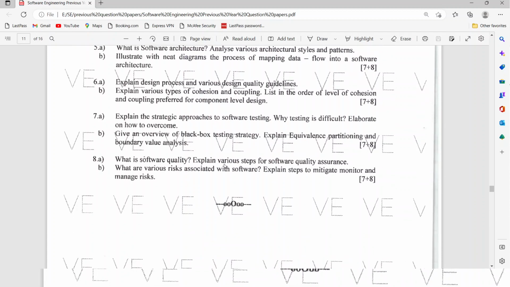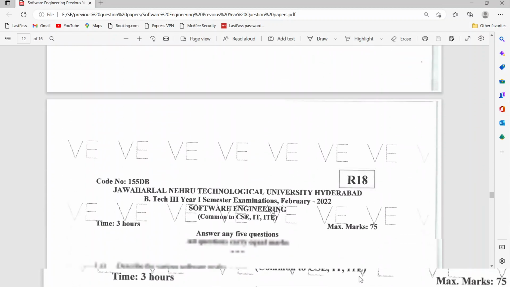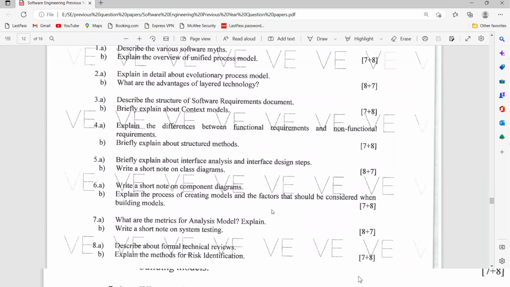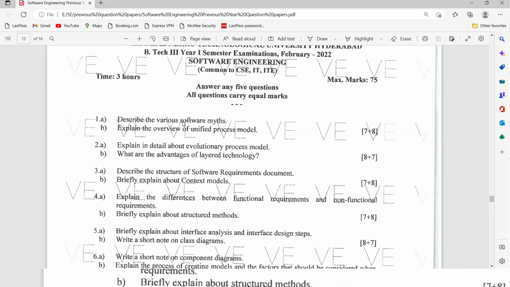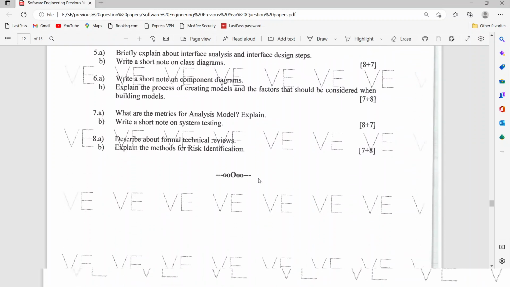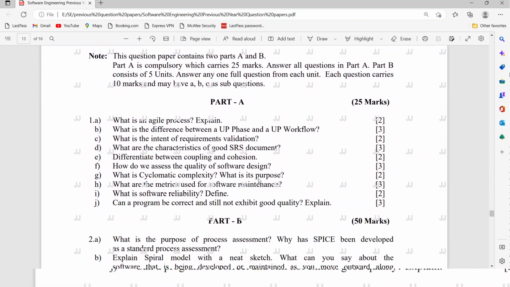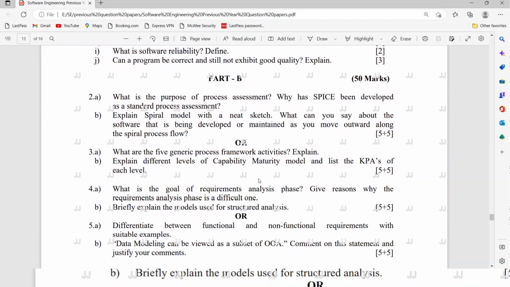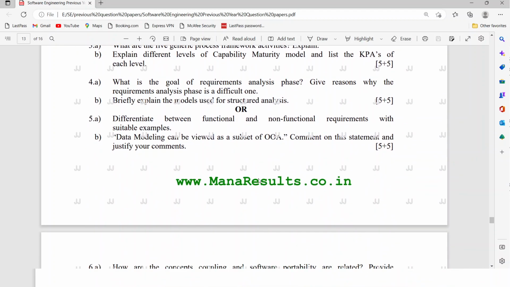And what is this software quality, and explain the various steps in the software quality assurance, and what are the things for the risks, and how to reduce those risks, and how to monitor those risks here. And myths is also one of the important questions in the first unit, and unified process models. You can check what are the few repeated questions we are having from these, so that you can attempt almost all the questions from the part A and the part B.